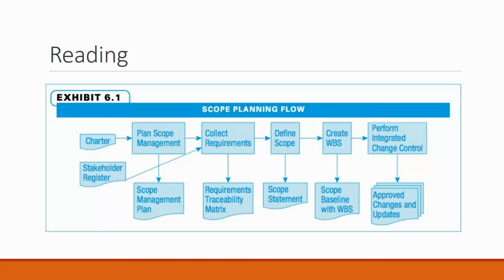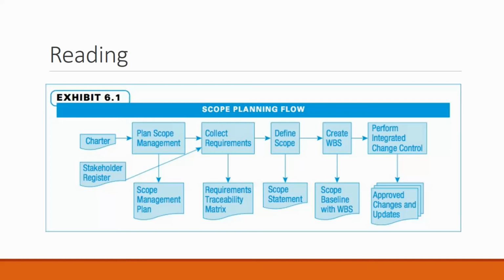Okay, we use our requirements to define our scope of work. We really don't know what our scope of work is until we've talked to our stakeholders and they've told us. We've gathered requirements. Okay, so then we define our scope of work, we create our work breakdown structure, and then once we have our work breakdown structure created, we perform integrated change control. That's certainly how we try to avoid scope creep.